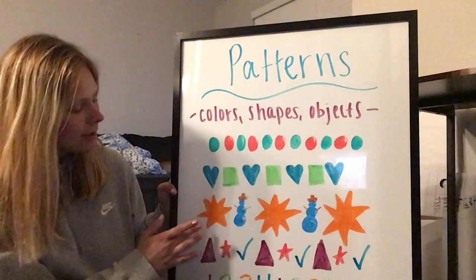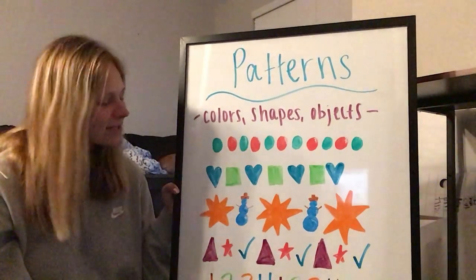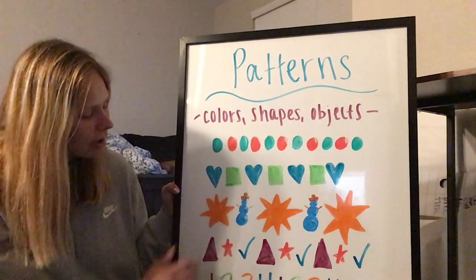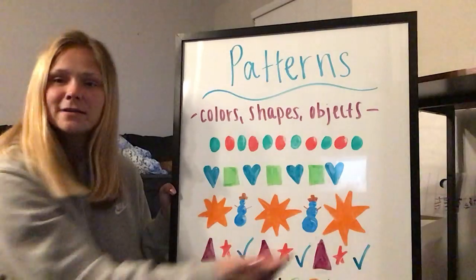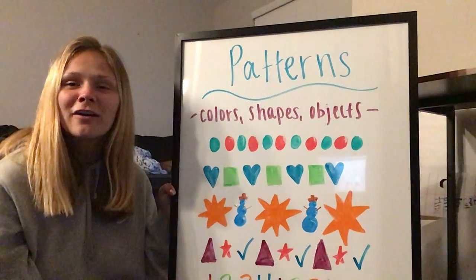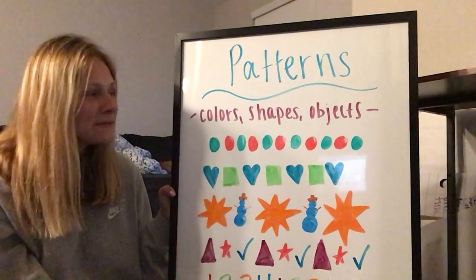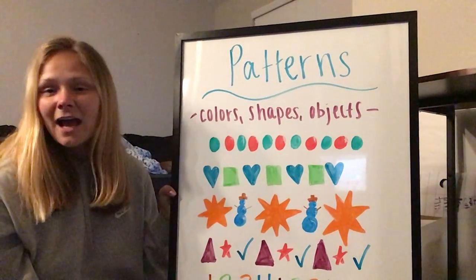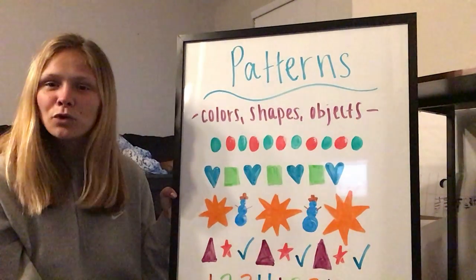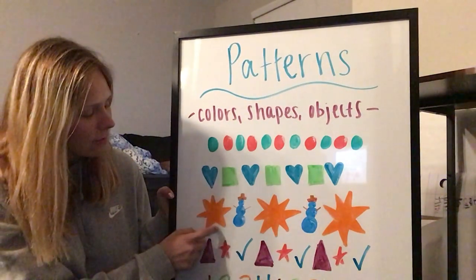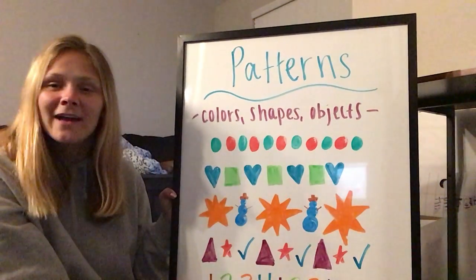Now, under here, these are kind of just pictures because I said we can do objects. They're just little pictures. They kind of have a star and a snowman. So star, snowman, star, and we know that snowman could come next. It doesn't have to be circles and colors. It doesn't have to be shapes. We could do objects. I could do a sun and a moon, a sun, moon. But here we know that if I go star, snowman, star, a snowman would come next.